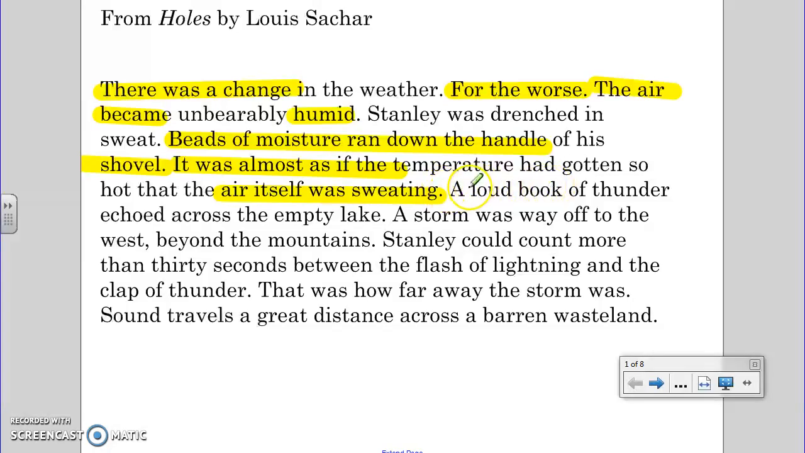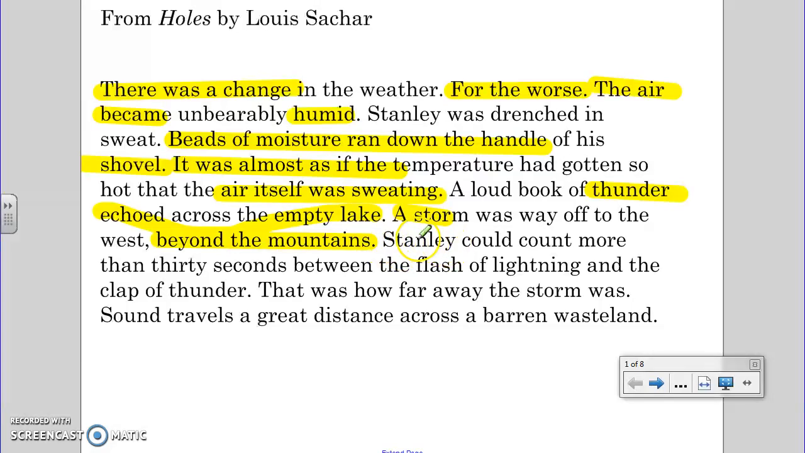I'm going to read on. "A loud boom of thunder echoed across the empty lake." I think we're just going to keep "thunder echoed across the empty lake." And then "a storm was way off to the west." I think we're just going to keep "just beyond the mountains" right there. That one sounds pretty poetic. "A storm beyond the mountains."